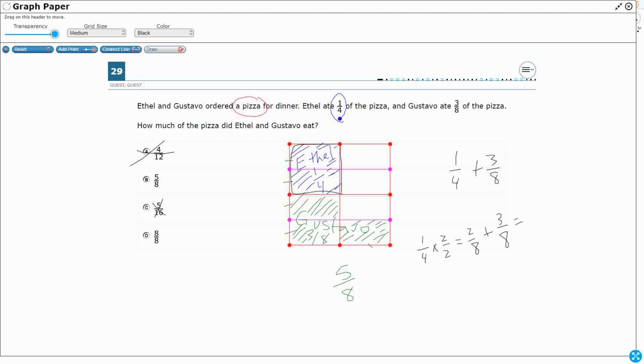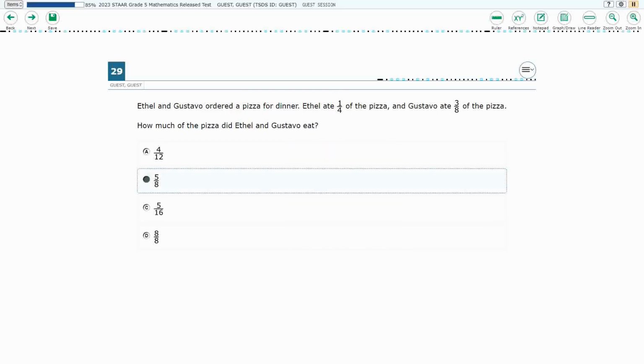We're just trying to figure out how many eighths we have. I've got 1, 2, 3, 4, 5 eighths. But that eighth is the unit that we're using. Okay, it's not a quantity for us to add. So our answer here is going to be B, 5/8.